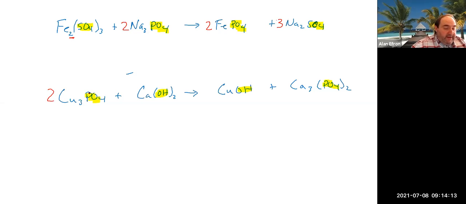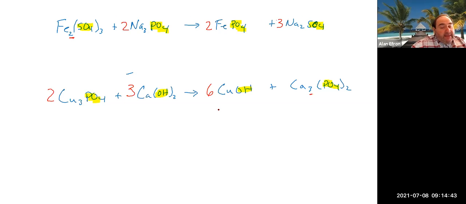2 fixes the phosphate, now changes my copper to 6, which tells me where to go next, which would be over here to 6. 6 copper also now tells me I need 6 hydroxides. 6 hydroxides coming over here means I need to put a 3 here. That gives me 3 times 2 is 6 hydroxides and also 3 calciums, which matches over here. So, you know, it works fairly well.